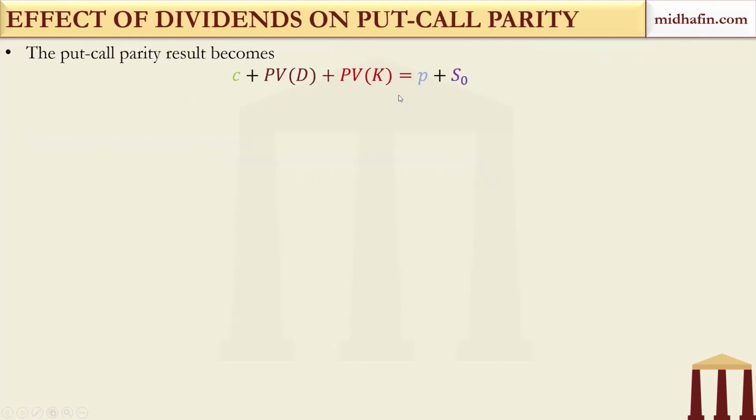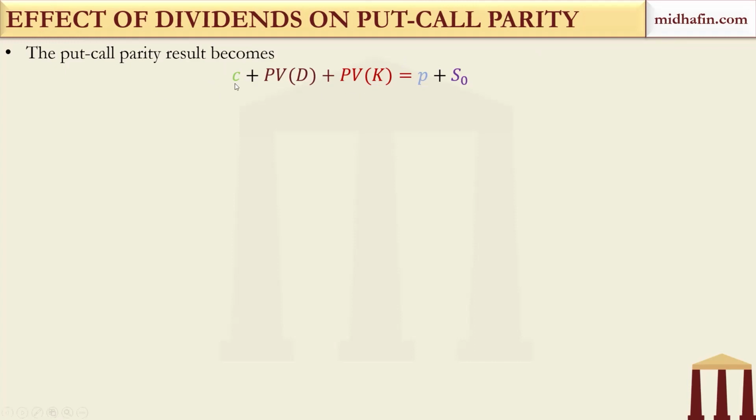Okay. Then put call parity is also affected. If we have put call parity on a dividend paying stock and the options are European style options. Okay. So in that case, on the LHS, that is portfolio A, actually includes one extra investment. Okay. So in the previous case, when I was explaining the put call parity, there were two things, C and PVK.